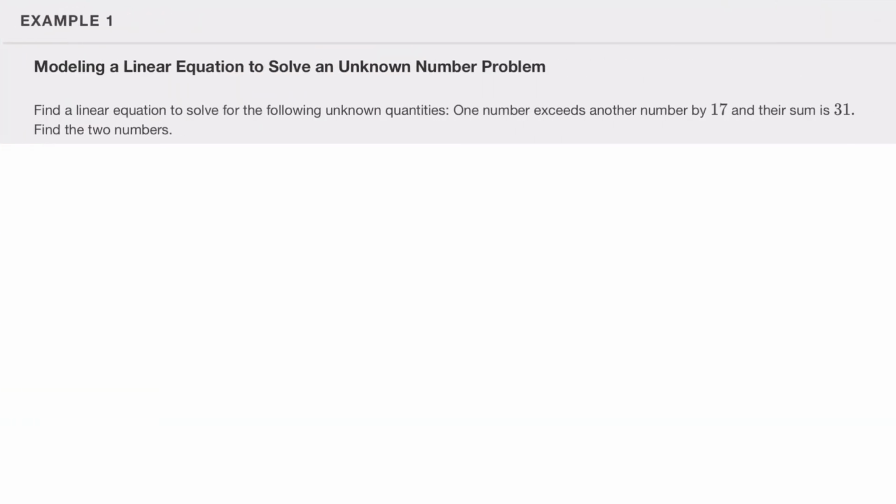Okay. So in this example, we're asked to find a linear equation to solve the following unknown quantities. One number exceeds another number by 17, and their sum is 31. Find the two numbers.